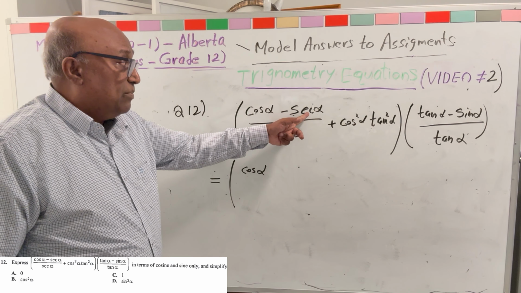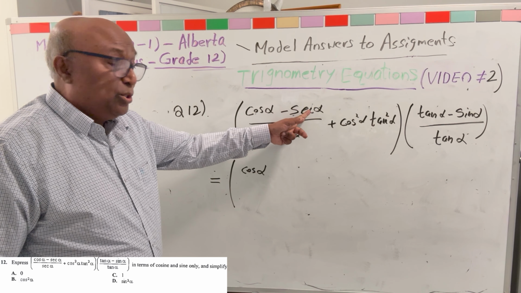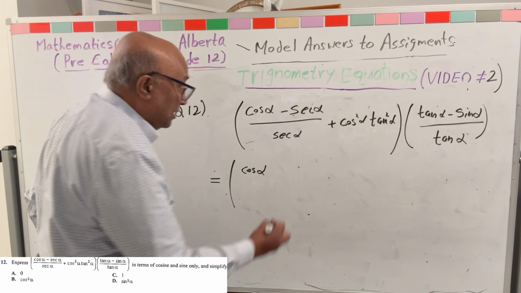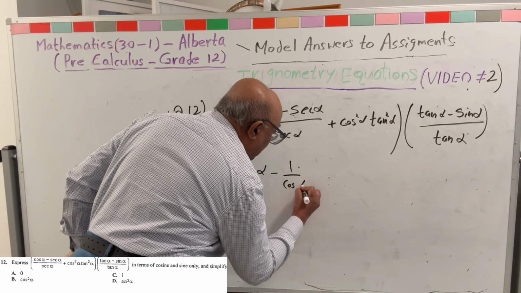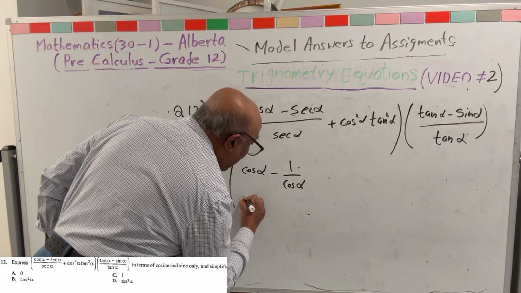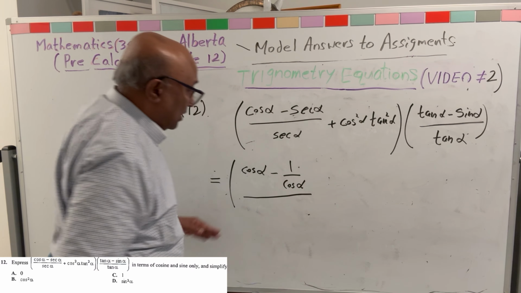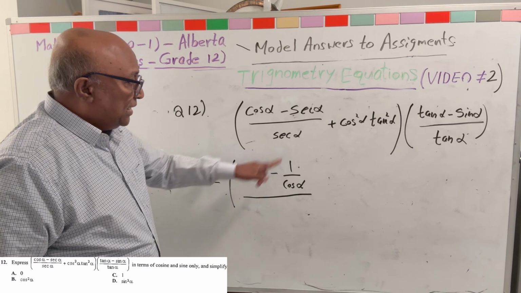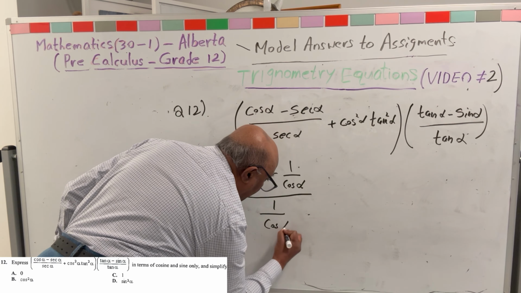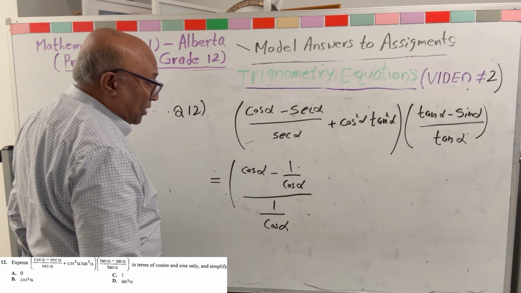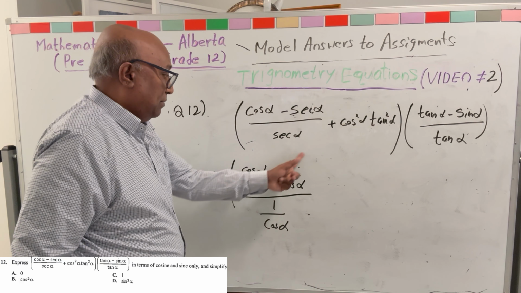Instead of sec alpha, which is the reciprocal of cos alpha, I would write 1 upon cos alpha. Divide by, now the division line comes here, again secant alpha, 1 upon cos alpha. That is this part.